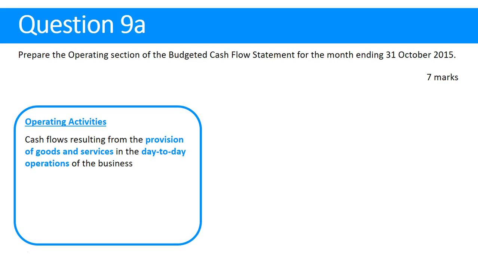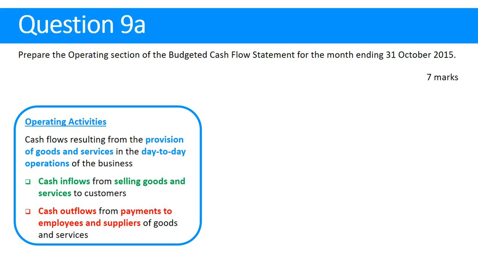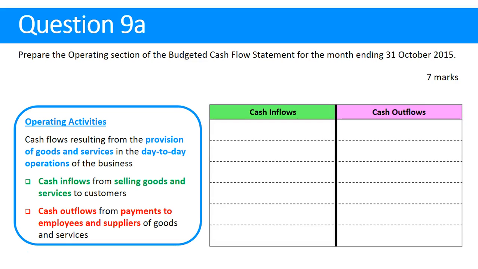Operating activities are any cash flow from the provision of goods and services in the day-to-day operations of the business. Our inflows will come from selling goods and services, and our outflows will be from paying employees and suppliers so that we can provide those goods and services. If we do a little table, we can contrast the inflows with the outflows that we'll expect from operating.